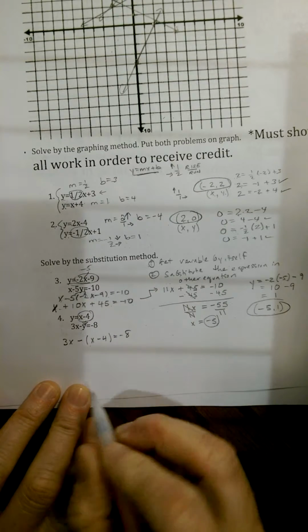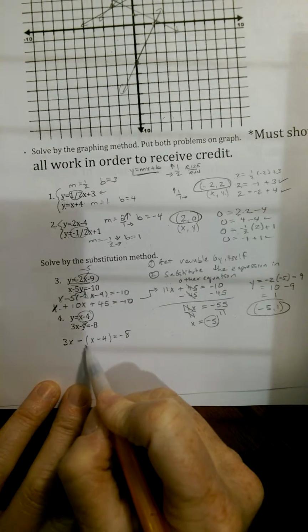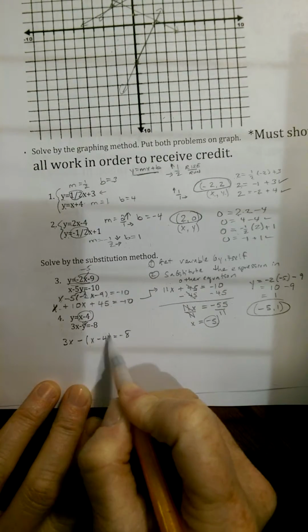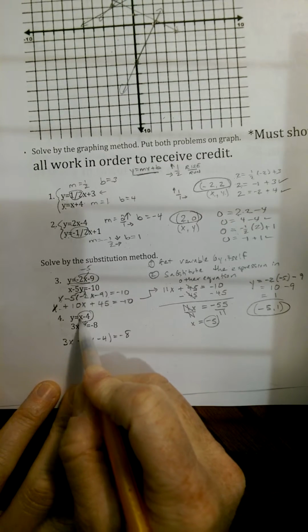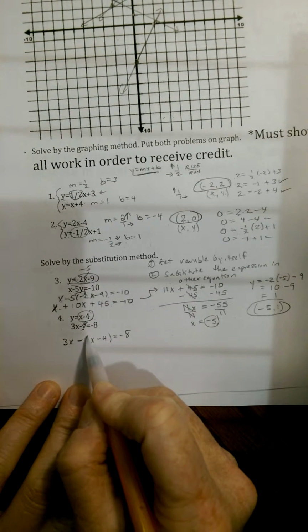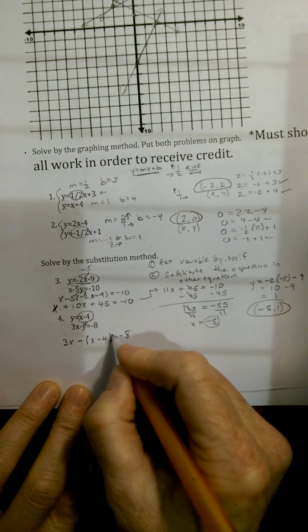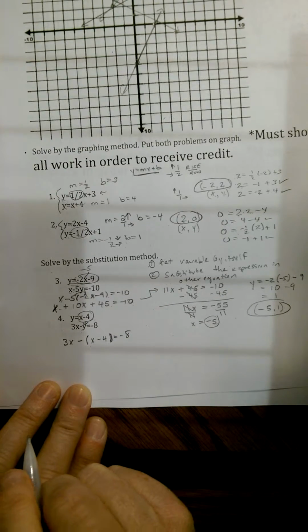In this case, I'm going to be solving for x again. Notice I had to put my parentheses in here because I'm substituting for y this entire expression, x minus 4. So I have to make sure I have those parentheses when I substitute it in.